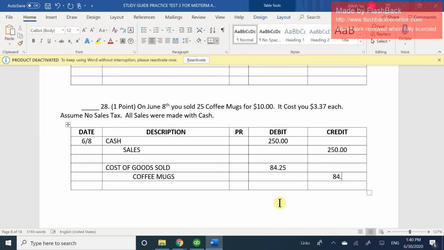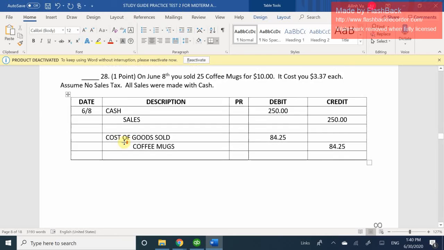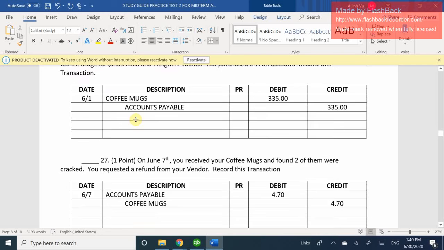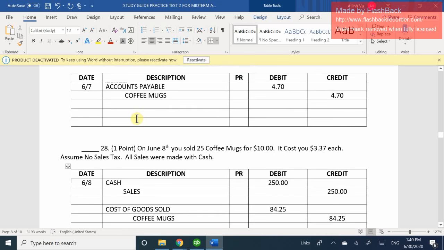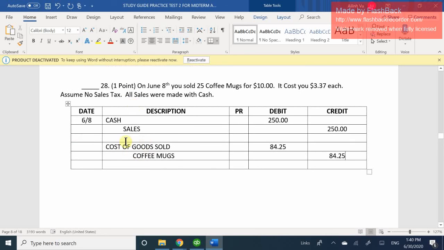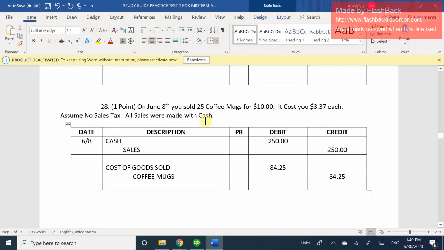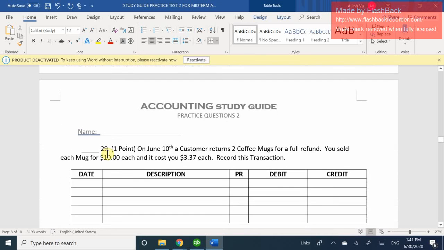Yes, it is. So, 84.25 is correct. Yay. In this one, because we're assuming that all of these questions are related, because we're dealing with chapter 7, yes, they're perpetual. In periodic, we would never record the cost of goods sold because we would never keep track of what we sell. We only need to record the sales. So it's good that you recognize that this is a perpetual sale, that you need to include the cost of goods sold. Good. All right.